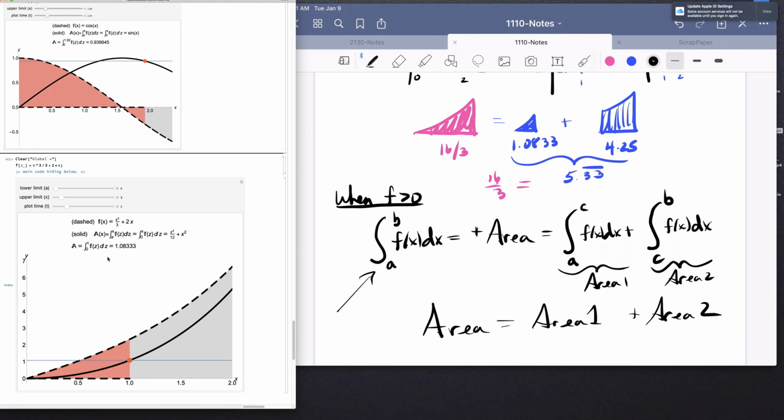So that is what this property of the definite integral is saying. And it's pretty clear what happens when the function is greater than 0. Let's dig in a little bit more to the signed area problem and discuss what happens.